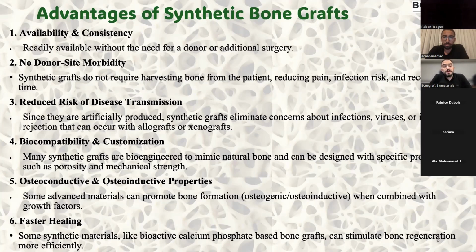The fourth one is biocompatibility and customization. Since all the ingredients used are biocompatible structures, you can reach continuous biocompatibility in your synthetic grafts. Since you have all the control in manufacturing and in the selection of raw materials, you can control osteoconductivity and osteoinductivity properties.